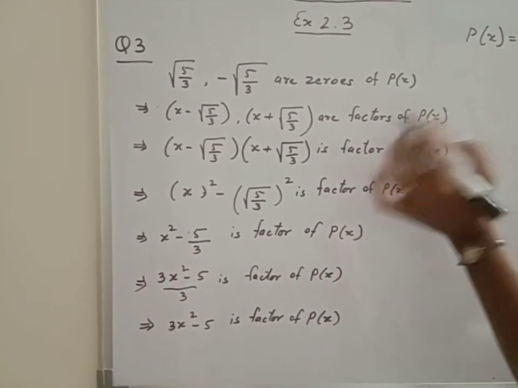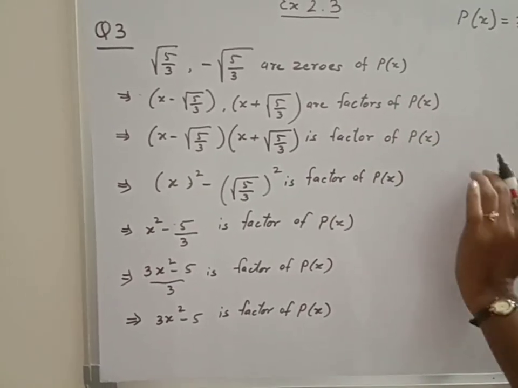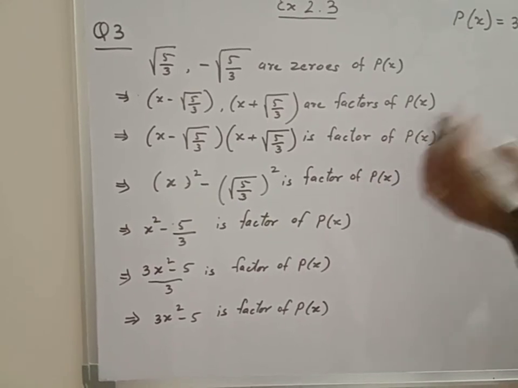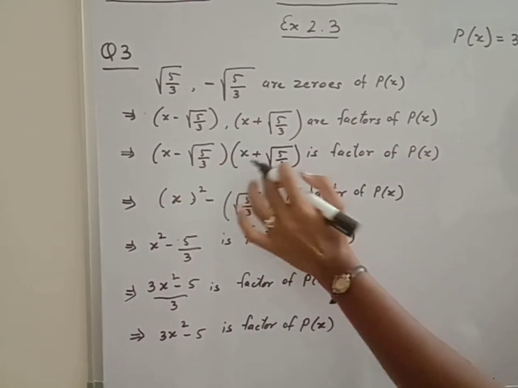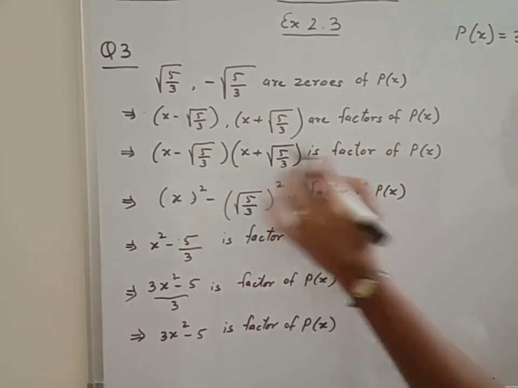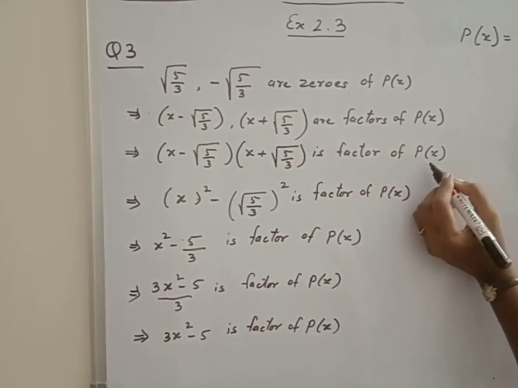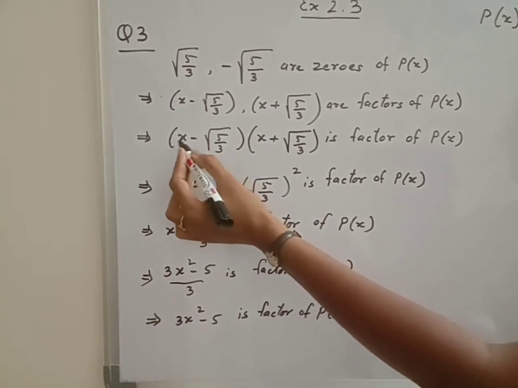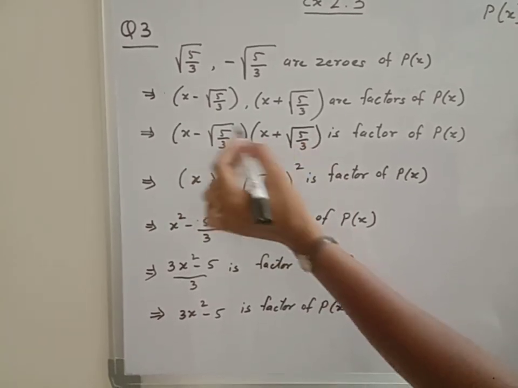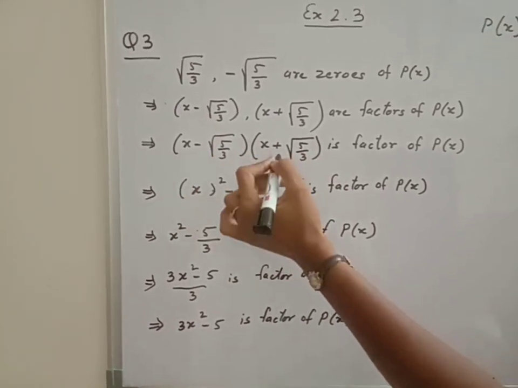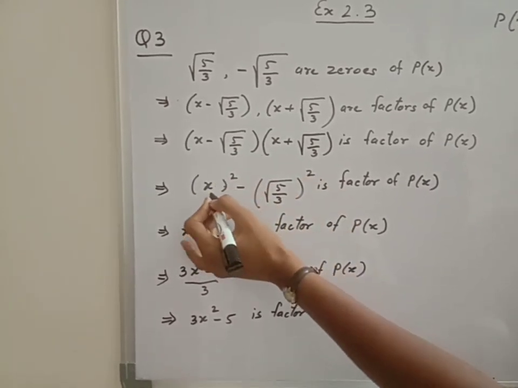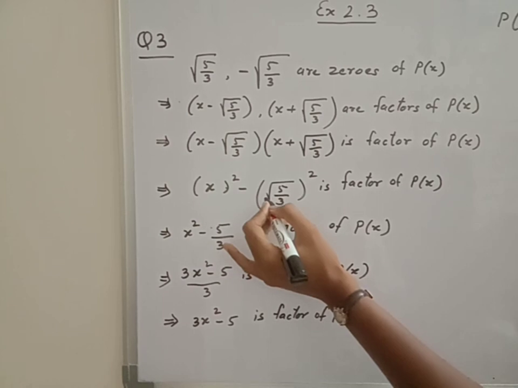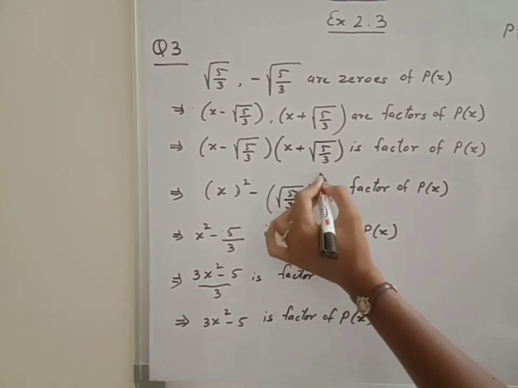Suppose we say 1 and 2 are the zeros. So we say that x minus 1, x minus 2 are the factors. So this is a factor, and the product is also a factor of Px. If I multiply, the formula is a minus b, a plus b. What is the formula of a minus b, a plus b? A square minus b square. So it will become x square minus root 5 by 3 whole square.